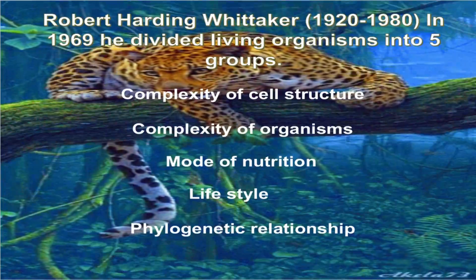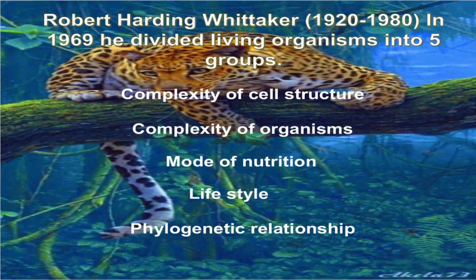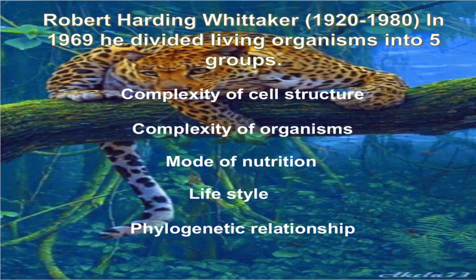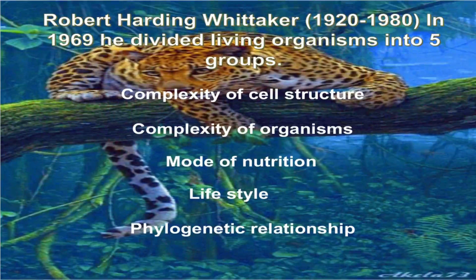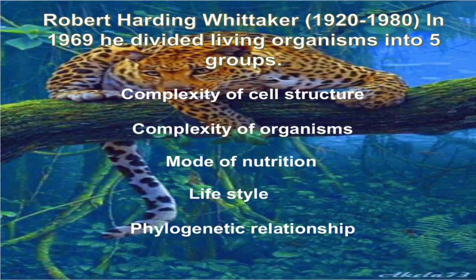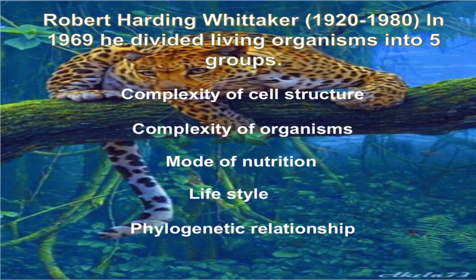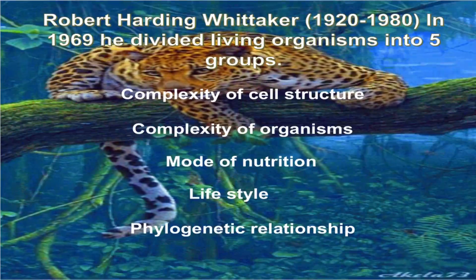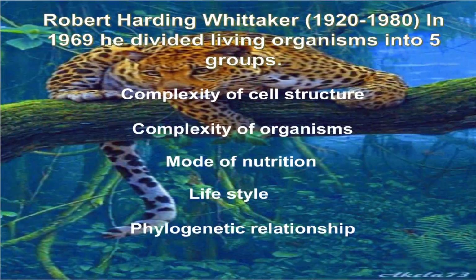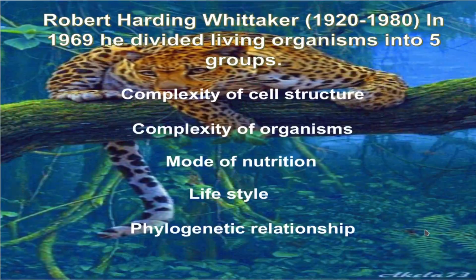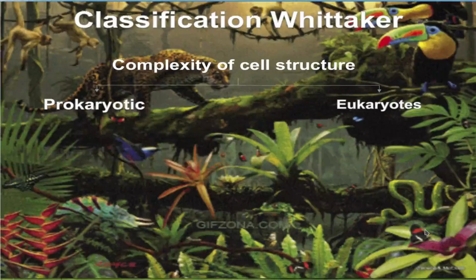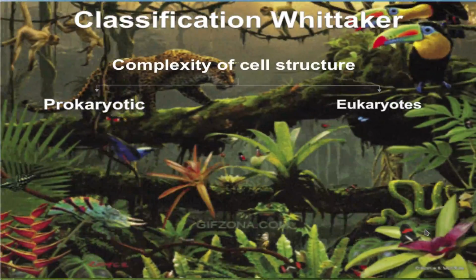5 kingdoms. These kingdoms are based on certain characteristics. First characteristic is complexity of cell structure. Second, complexity of organism. Third, mode of nutrition. Fourth, lifestyle. And fifth and final is phylogenetic relationship. We will see the characteristics one by one in detail. See, these are the characteristics of the classification done by Whittaker.